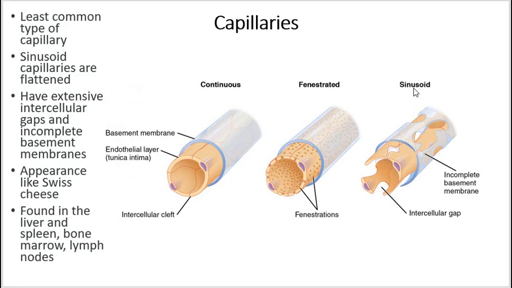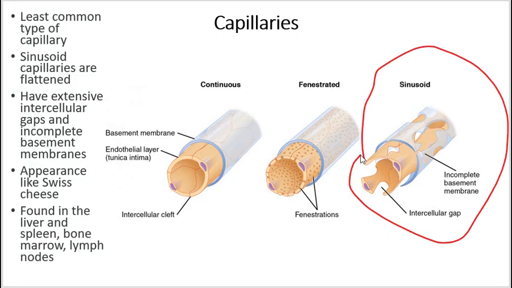The third type of capillary is the sinusoid capillary, which is also a type of fenestrated capillary. As you could look at it, they have a larger window or larger pores, and those larger pores allow larger molecules to come out, and larger molecules could enter the circulation or exit the circulation.